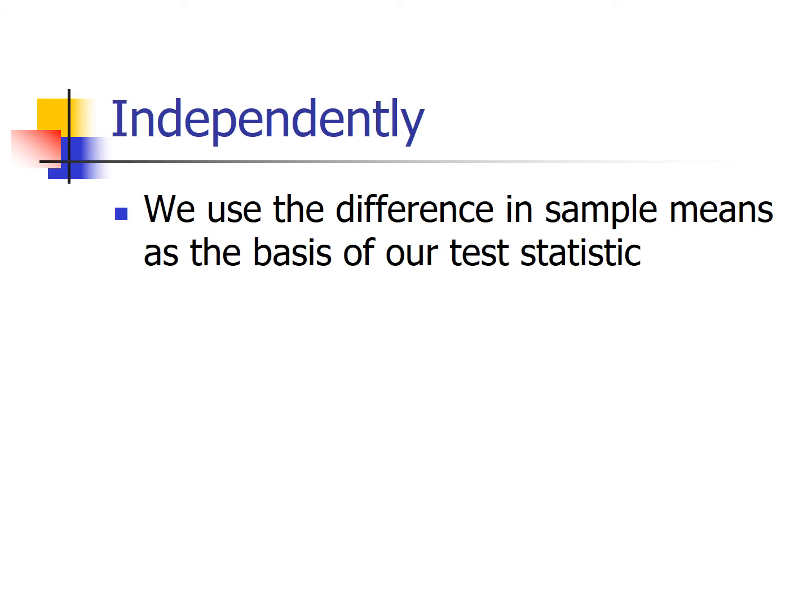Now in the independent situation, we still use the difference in sample means as the basis of our test statistic. So, right, that makes sense. We're really interested in testing mu1 minus mu2. So what would be our best test statistic? Something based off x bar 1 minus x bar 2. And so that becomes the crux, the cornerstone of our test statistic. The test statistic, of course, will give us our p-value. The p-value, of course, just as it always does, will lead us towards our conclusion.